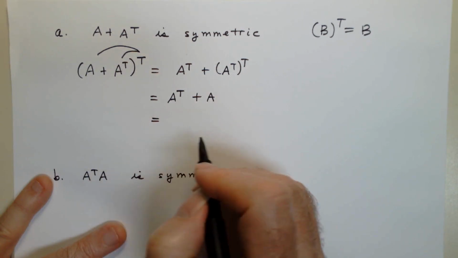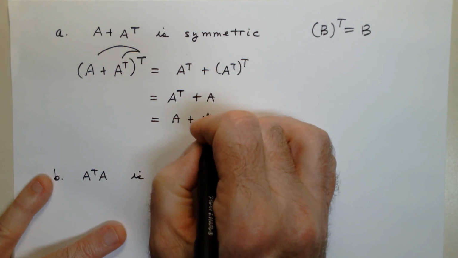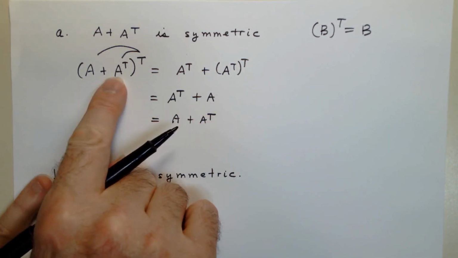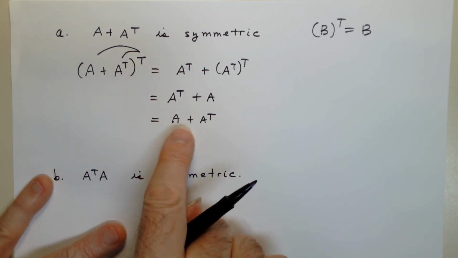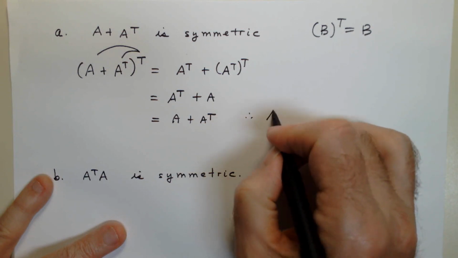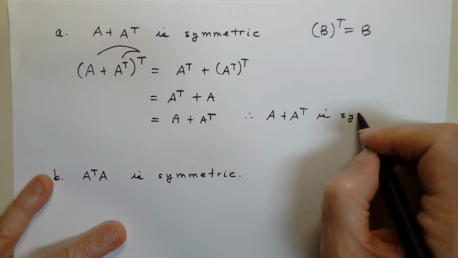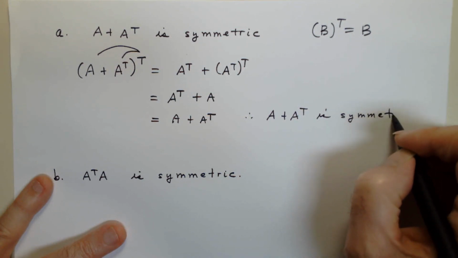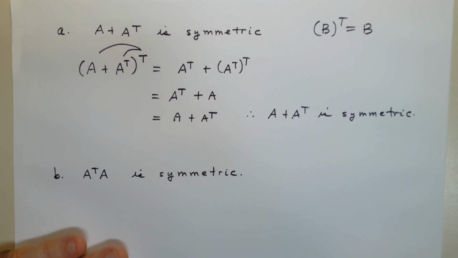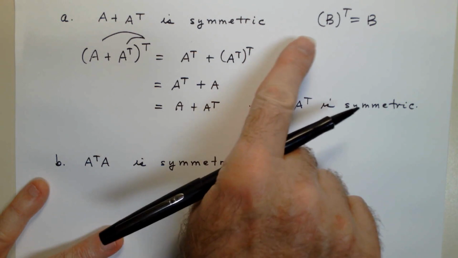And now matrix addition is commutative, so I can write this as A plus A transpose. And that's exactly where we started. We've shown that if I take A plus A transpose and transpose it, I just get back A plus A transpose. Therefore, A plus A transpose is in fact symmetric.